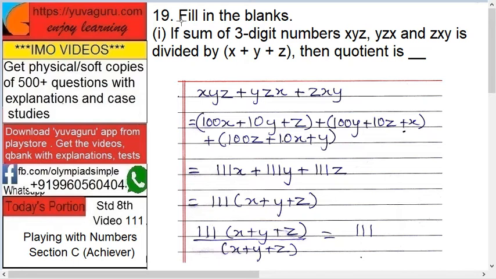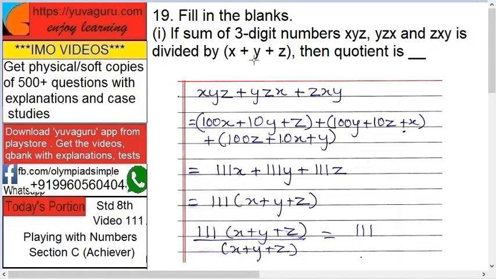Let's start. Fill in the blanks. Now this fill in the blanks has 3 sub questions. We'll do it one by one. If the sum of 3 digit numbers xyz, yzx and xzy is divided by x plus y plus z, then the quotient is here. These are the 3 numbers and that is divided by this x plus y plus z.